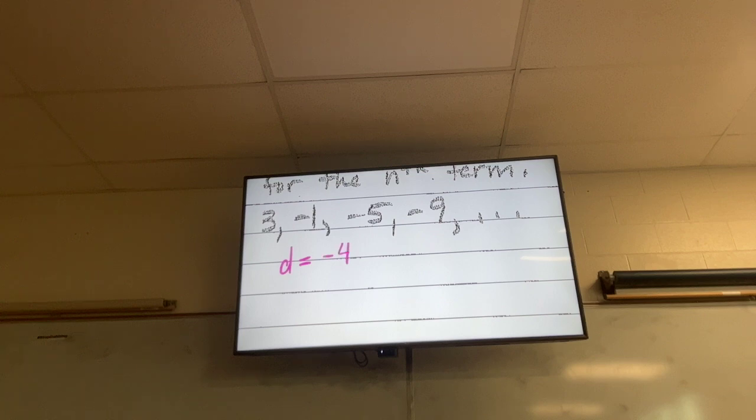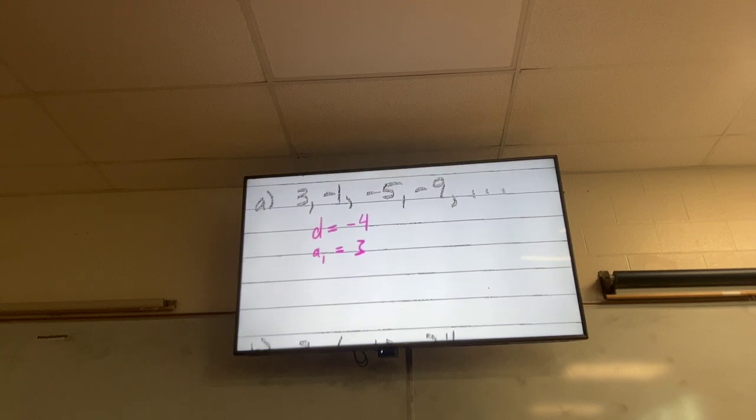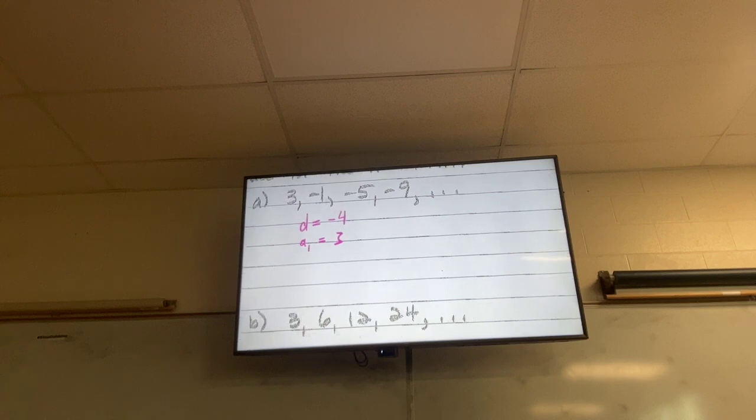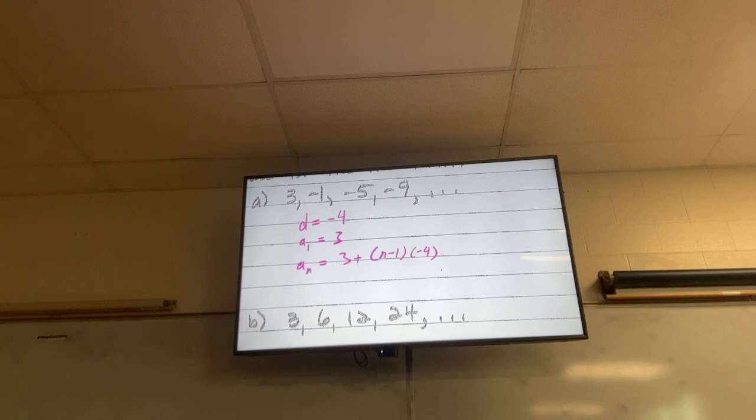-4. And then what's my first term here? 3. If I have these two things, I just plug those into the formula to get the formula for the whole sequence. So the nth term of this sequence is going to be the first term plus n minus 1 times that common difference. Okay, you just plug that in. So that's part of my answer then.